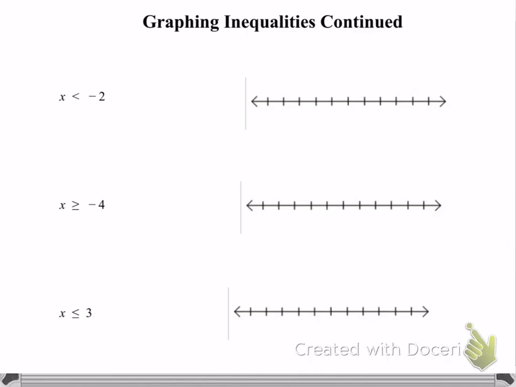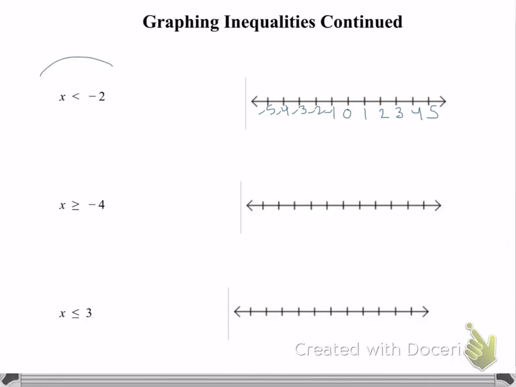Let's fill in this first number line. We have 0, 1, 2, 3, 4, 5. There are our positive numbers. We also have to include our negative numbers: -1, -2, -3, -4, -5. Okay, so we've filled in our number line.